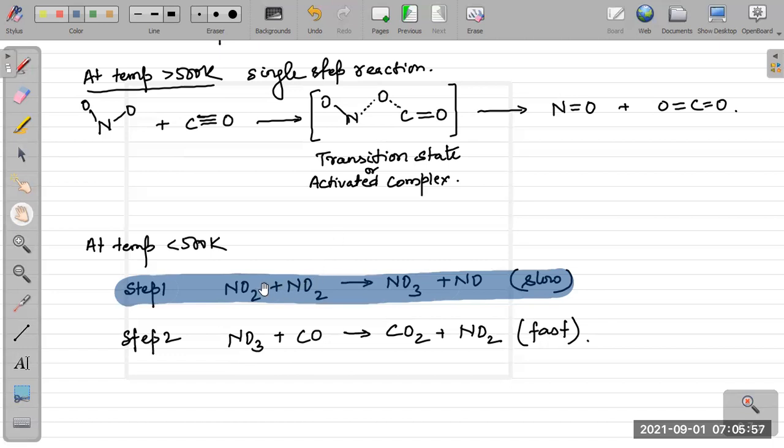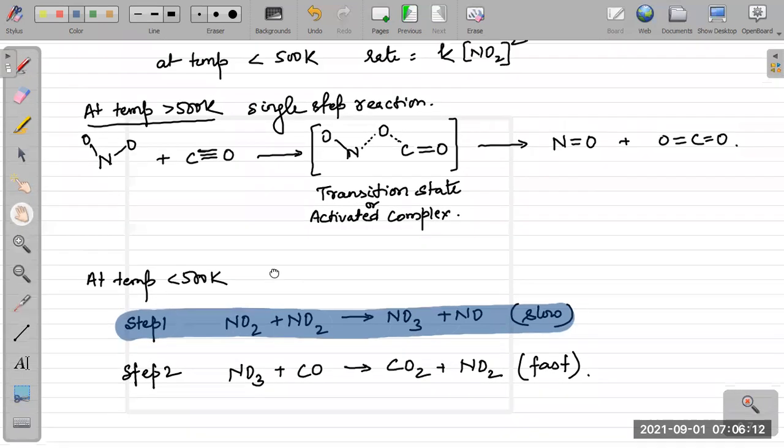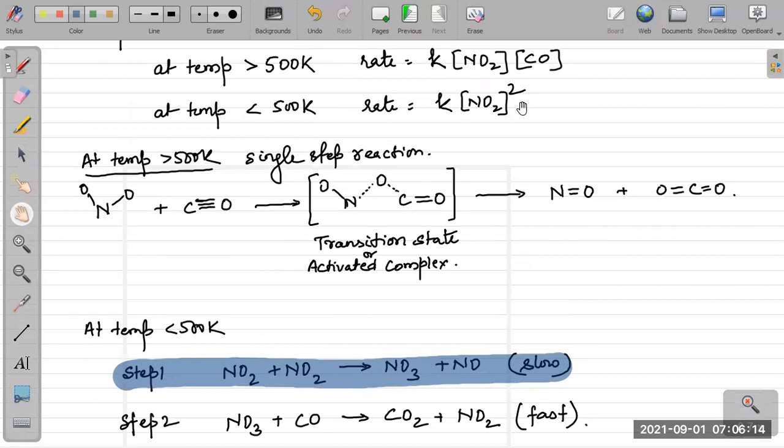Okay. Step 1 has comparatively similar types of bonds, and the activation energy is relatively higher compared to the second step, and hence step 1 is slower, and that is how we are able to explain the experimental reaction rate of the above reaction. Okay.